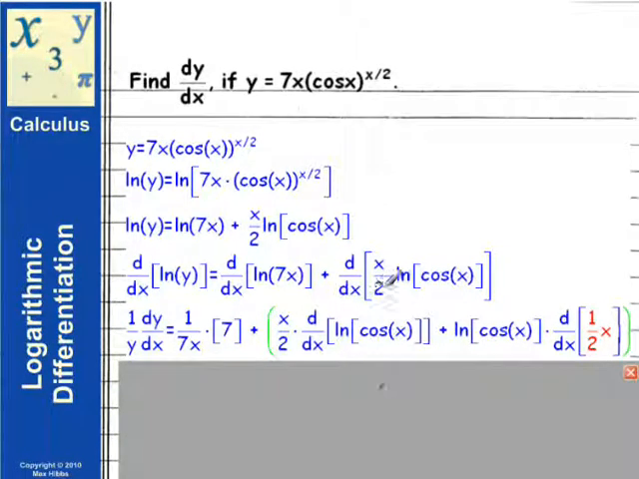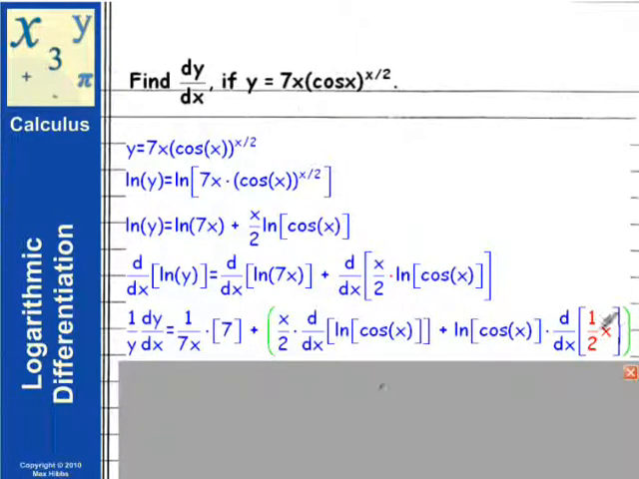Now, when we have the derivative of a product, we say first factor, first function, that's x over 2, times derivative of second. So it's times derivative of natural log of cosine x. And then plus, and then we do the opposite. Second function, which is natural log of cosine x, that's written here, times derivative of first function. So times derivative of x over 2.